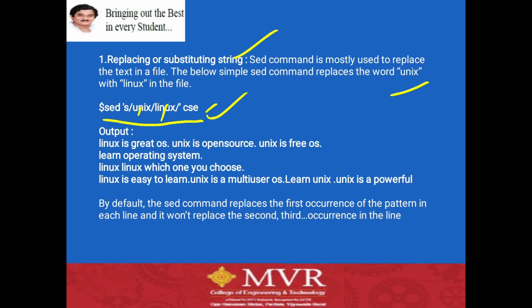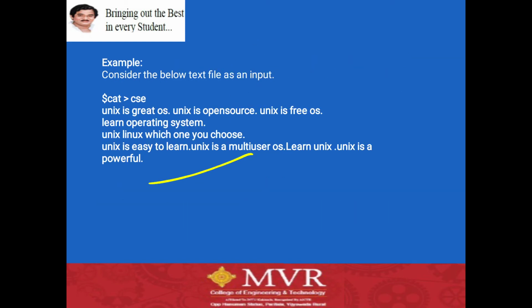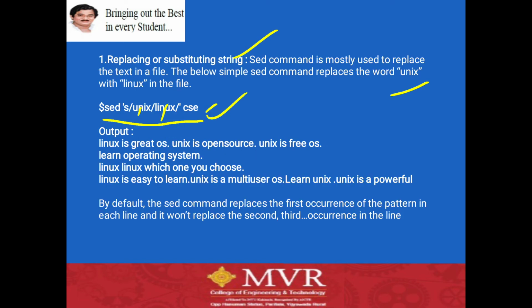If you keenly observe the output, see the content of CSC. Unix is great OS, so Unix must be replaced. See the first line. What is the first line? Unix is great OS, Unix is open source, Unix is free OS. So what we have to do, we have to replace Unix with Linux, right? So what is the output? See here. Linux is great OS, Unix is open source, Unix is free OS. You observe here the important thing, it replaced only the first Unix. It doesn't replace the second and third Unix in the first line.